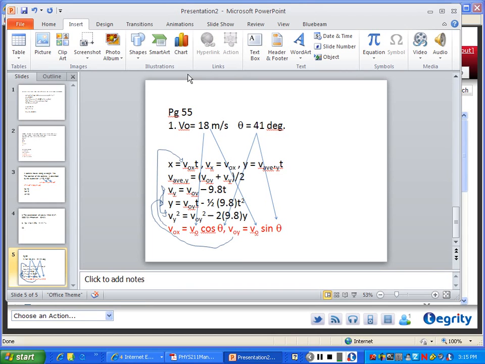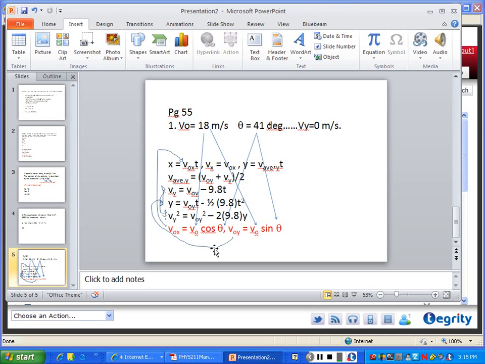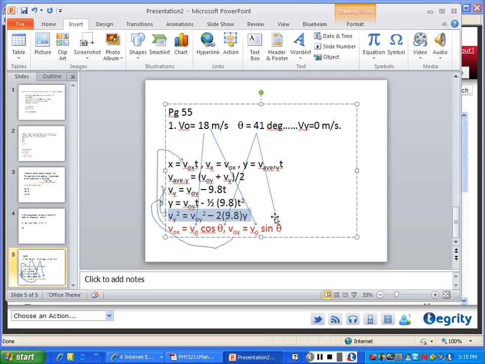Just have to ask the question, well, what did we want to know? We want to know the time it takes to reach its highest point. So what do we know about the highest point? Vy equals 0 at the highest point. Right? Vy equals 0. Well, here's an equation, the bottom one there on our list.